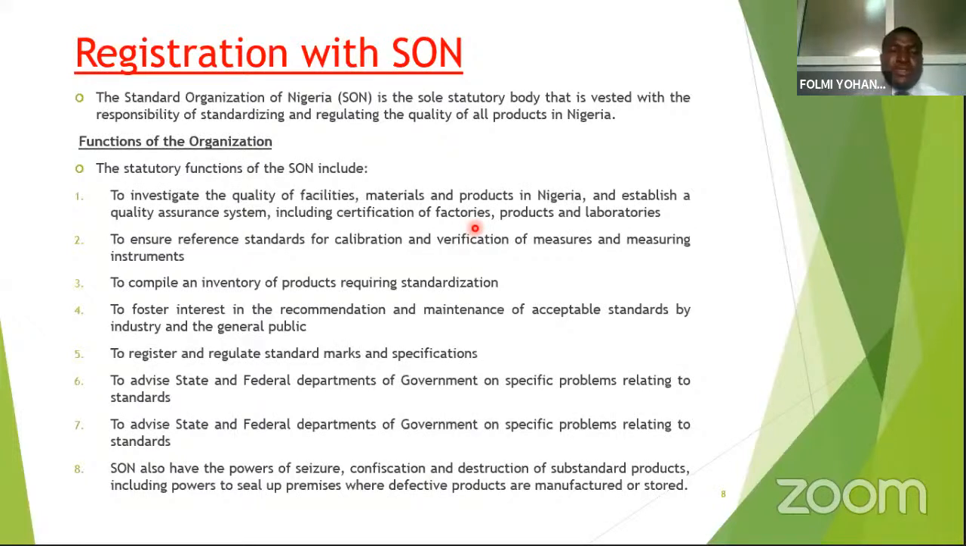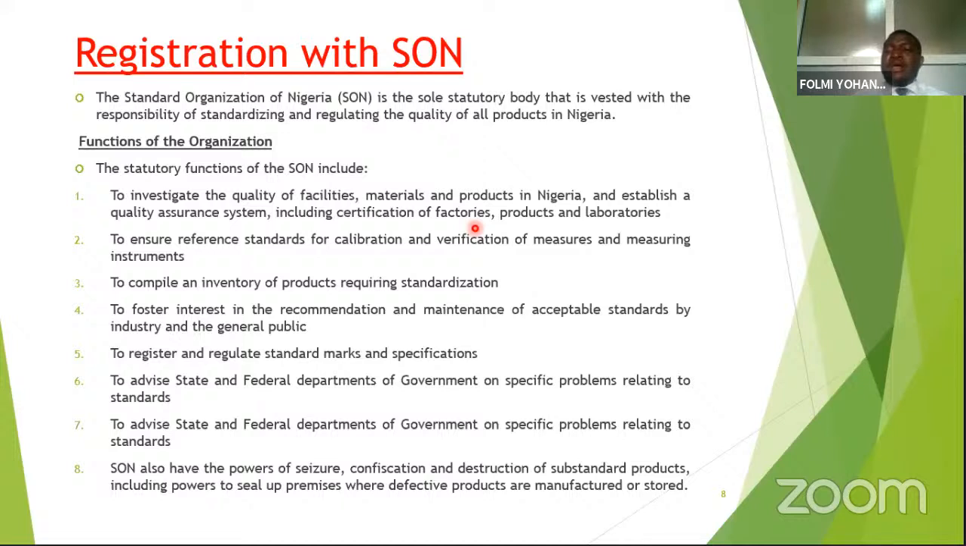So the functions of SON, as you can see on the slide, is one to investigate the quality of facilities, materials, products in Nigeria, and the rest, to ensure reference standards of calibration, and the rest. As you can see, to compile an inventory of products requiring standardization. So if you go to SON, you get to see what products you need to standardize with Standard Organization of Nigeria, because it's not all products.